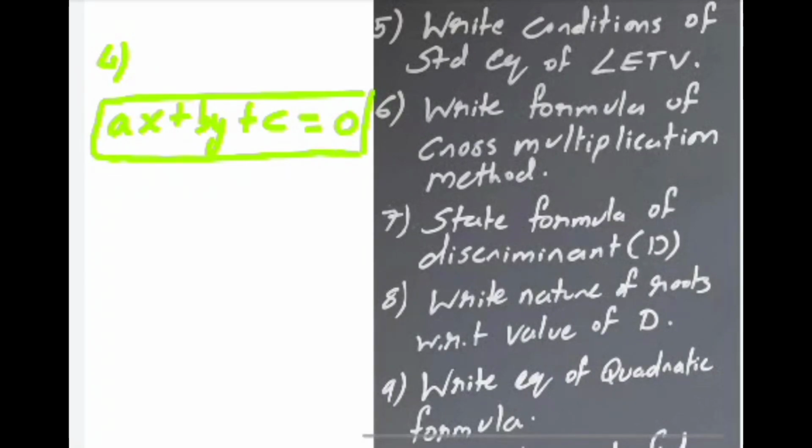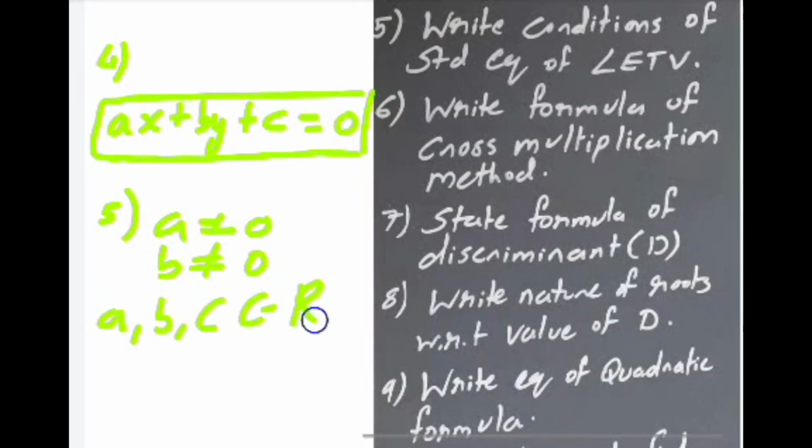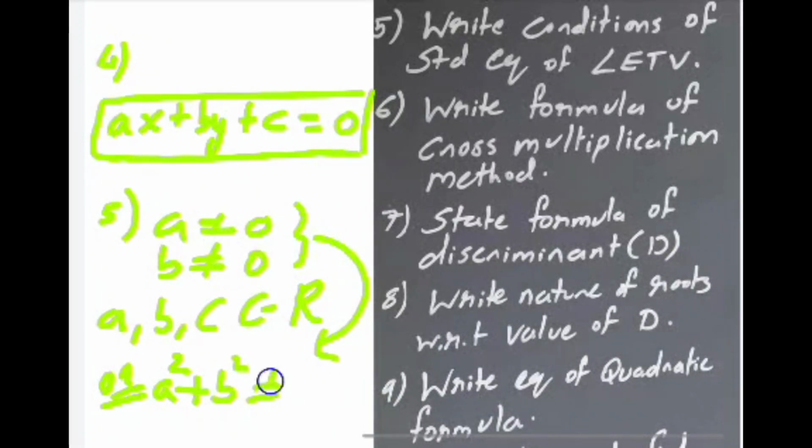Write condition of standard equation. So condition is a should not be equal to 0, b should not be equal to 0, and a, b, c, they should belong to real numbers. Okay, or you can also write one other condition for this, that is a square plus b square should not be equal to 0. Okay, so these are the conditions for standard equation.